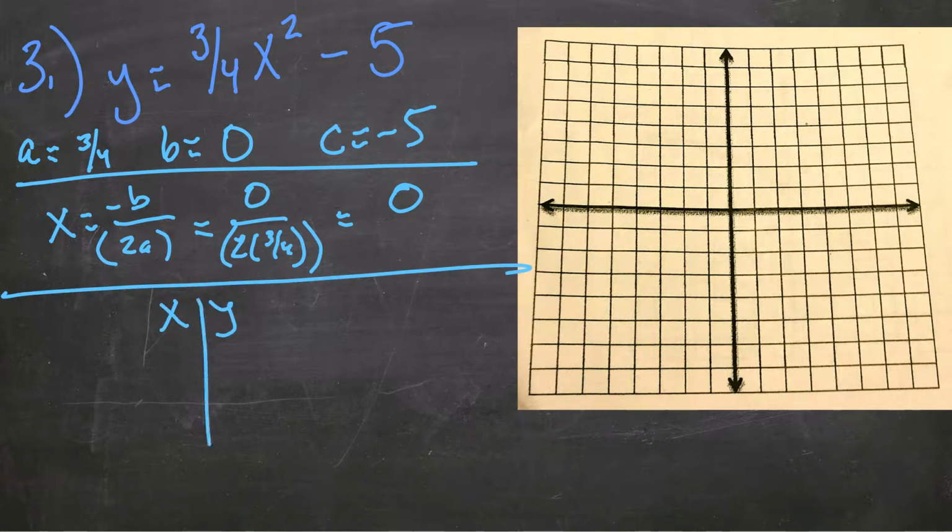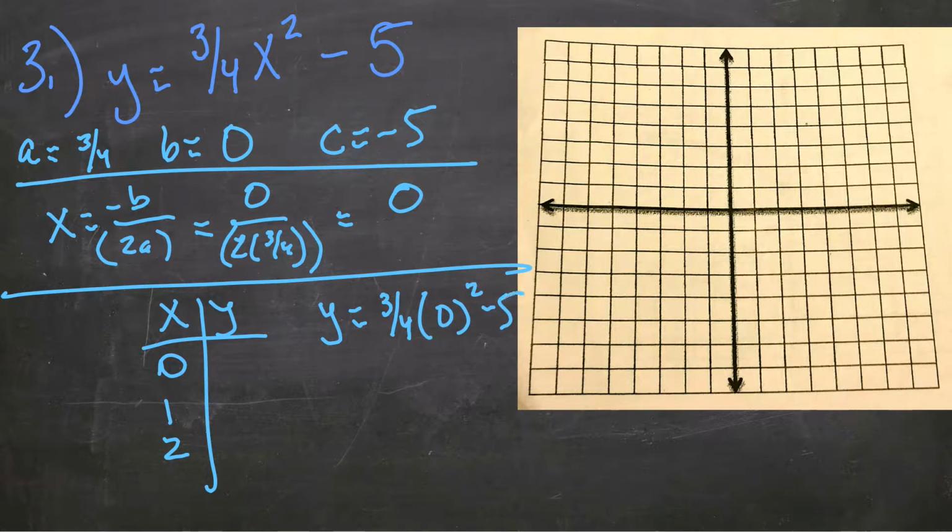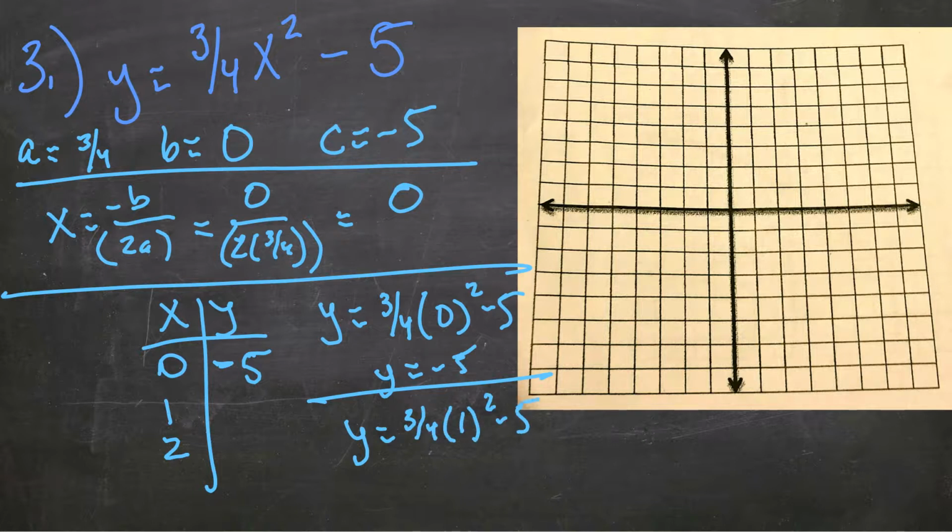Make my xy chart. I pick 0, 1, and 2. Plug in 0 to this problem, so I have y equals 3/4. Instead of x, I put 0 squared minus 5. I get y equals -5. Now I plug in 1. y equals 3/4 times 1 squared minus 5. 1 squared is 1 times 3/4 is 3/4 minus 5 is -4 1/4, or -4.25.